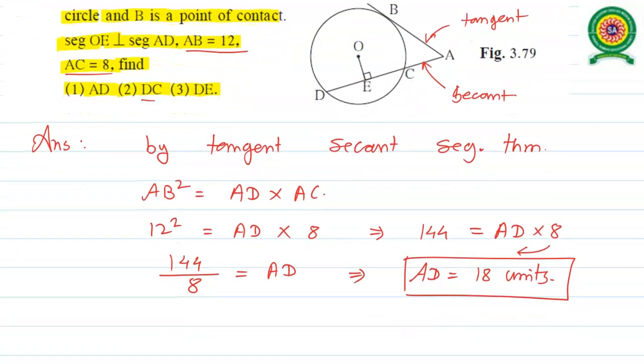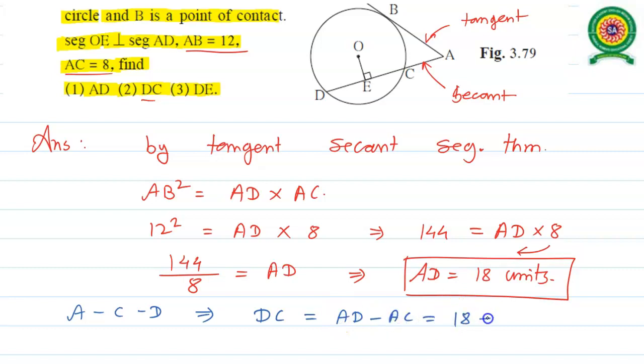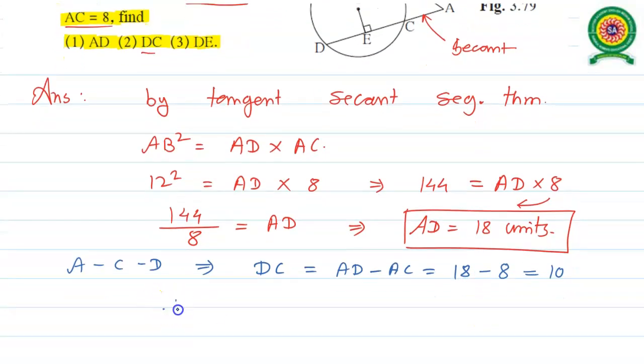For that, look at the figure carefully. A, C and D are collinear points. So the value of CD, or DC, whatever is given, equals overall AD minus AC. The value of AD is 18, and the value of AC is 8. So 18 minus 8 is 10. So we get the value of DC equals 10 units.